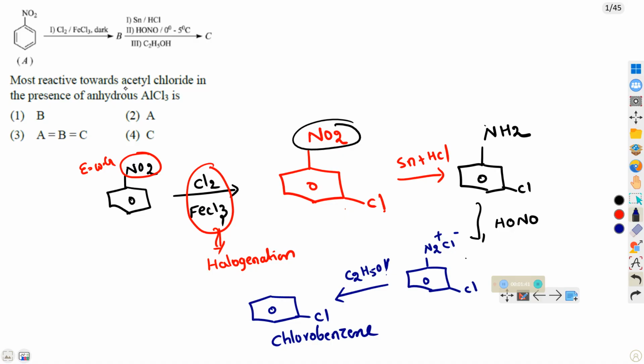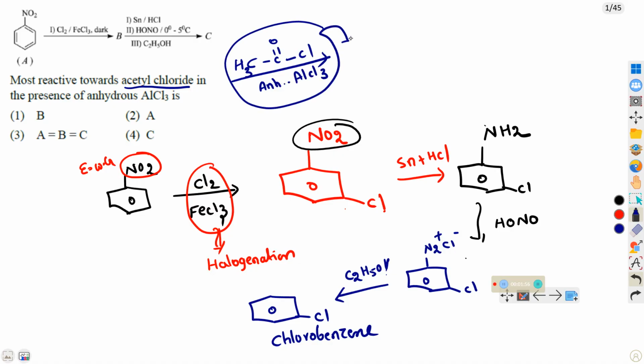Which is more reactive towards acetyl chloride? Acetyl chloride is CH3COCl. The reaction takes place in the presence of anhydrous AlCl3. So the process is considered as Friedel-Crafts acetylation. It is an electrophilic substitution reaction.